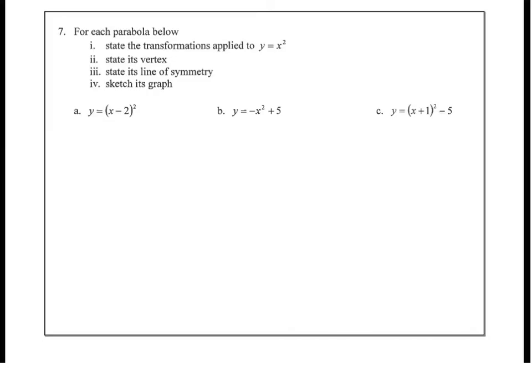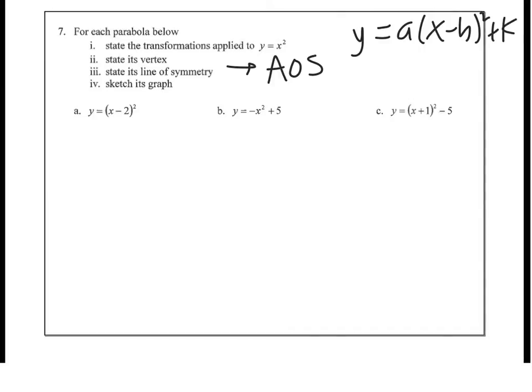Alright, question 7 says, for each parabola below, state the transformations, state its vertex, and state its line of symmetry. Remember, line of symmetry, just another name for axis of symmetry, and then sketch its graph. So I didn't include a graph here just for sake of time of the video, but if you have a question about graphing, please email me or ask me and I can send you some steps, or we can go through one together. So notice these are all in vertex form. So I'm going to write that up here, vertex form. So I'm going to remind myself that the h is left or right and the k is up or down.